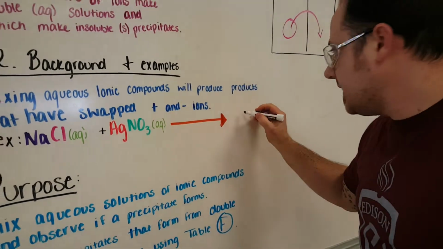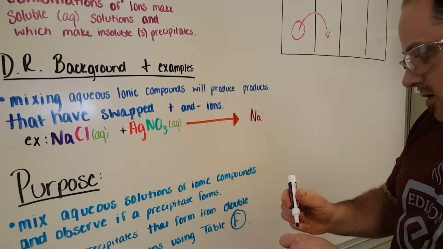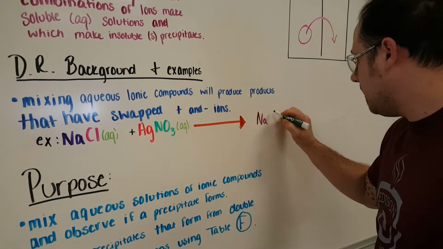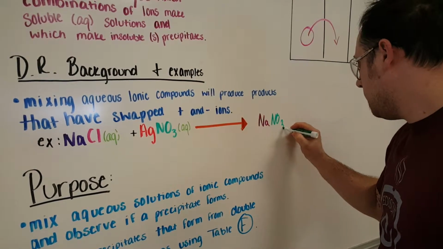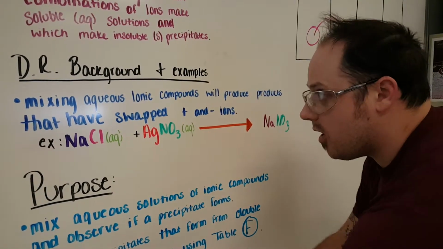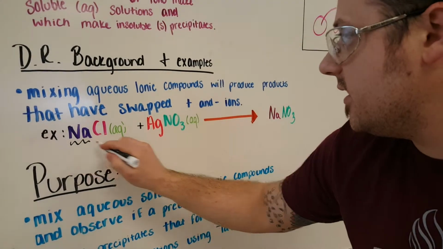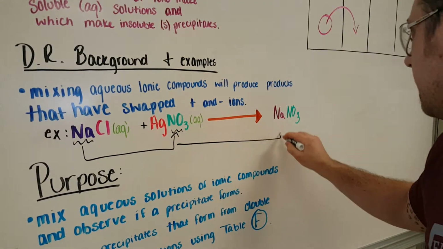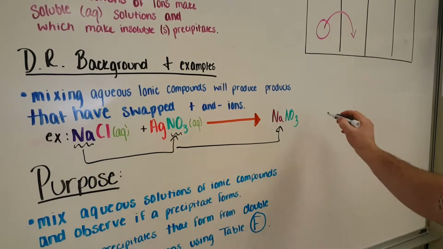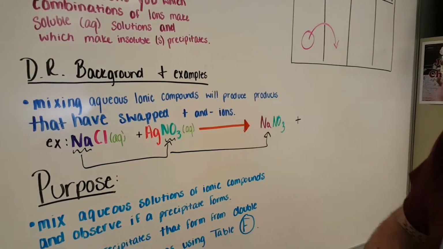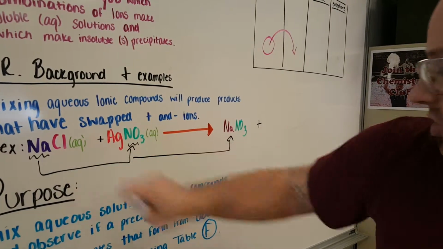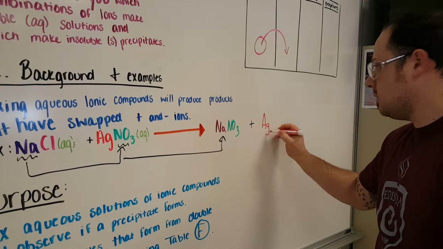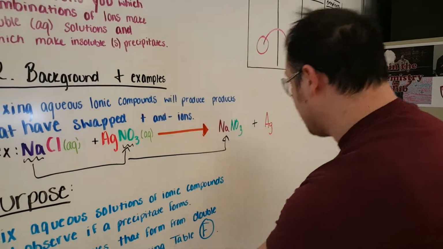So we're going to get Na and then NO3. All right, boom. That was when I combined this and that. When I put those two together, I got that one. Then I'm going to combine the other combination too, Ag and Cl. So I'm going to make some Ag and pink for Cl.